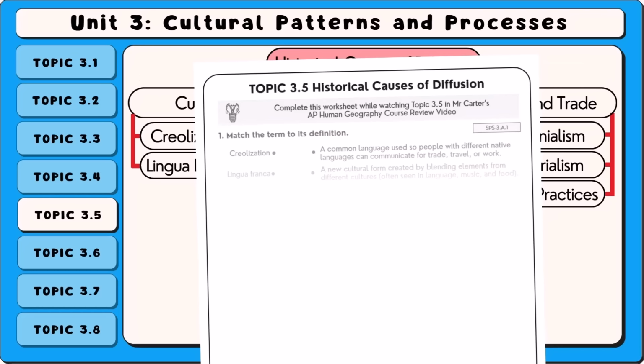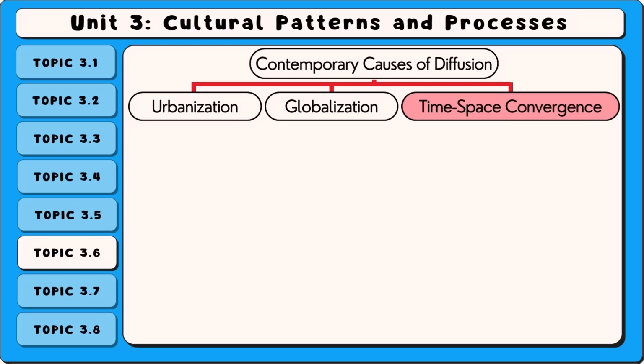In the previous lesson, we looked at historical causes of diffusion. In this lesson, we explore contemporary causes. Today's cultural diffusion happens through faster, more connected, and more global processes. First, we'll study how urbanization and globalization influence cultural change. Then we'll look at how a concept known as time-space convergence explains rapid contemporary cultural change around the world. Let's start with urbanization and globalization.